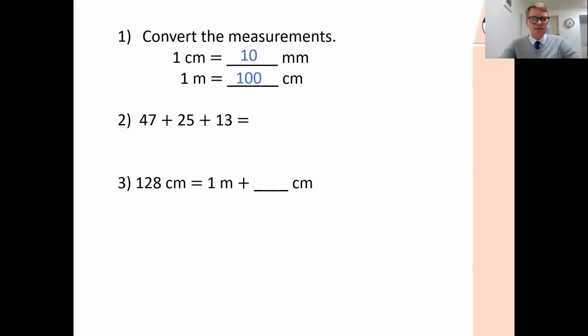So I wonder how you did this one on number 2. Hopefully you maybe used a written method, or you might also have done a little bit of mental calculation. Maybe you noticed that 7 and 3 go together, for example, and helped yourself out that way. Hopefully, eventually you got the answer here of 85. A couple of ways you could have done that. And 128 centimetres is equal to 1 metre and what else? Well, if we know that 100 centimetres is equal to 1 metre, we're left with the 28 centimetres on its own.